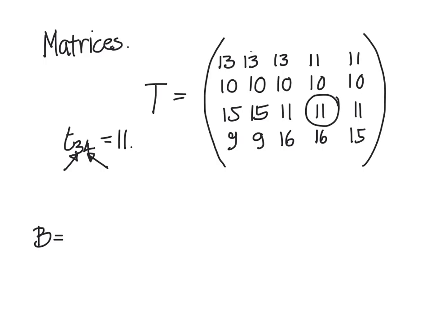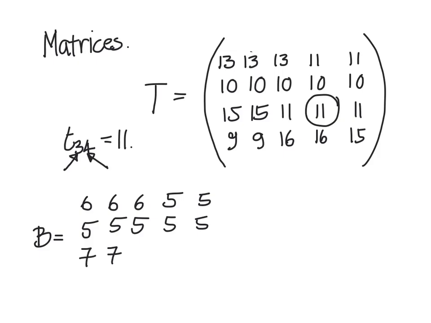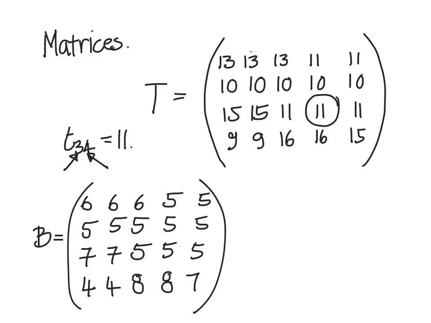we could have that there were 6, 6, 6, 5, 5, then we could have 5, 5, 5, 5, 5, we could have 7, 7, 5, 5, 5, 4, 4, 8, 8 and what does that come to? 7. Okay, so that's our Bordertown matrix.